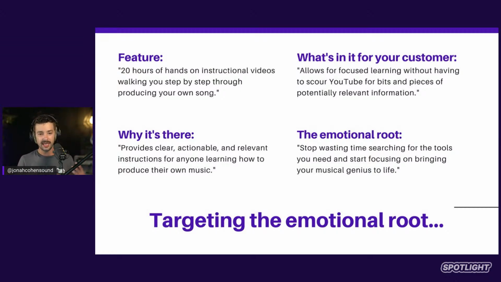So we had a feature, we determined why it's there, what we want to communicate, and then we said, okay, what's in it for the customer? Now we get to the emotional route. How do we communicate this as a benefit to our potential customer? We say, stop wasting time searching for the tools you need and start focusing on bringing your musical genius to life. Right? Isn't it so simple and elegant?